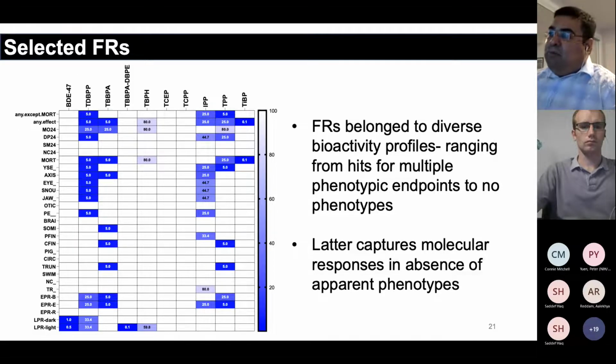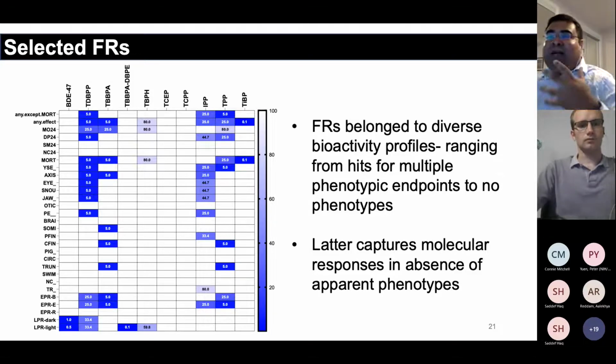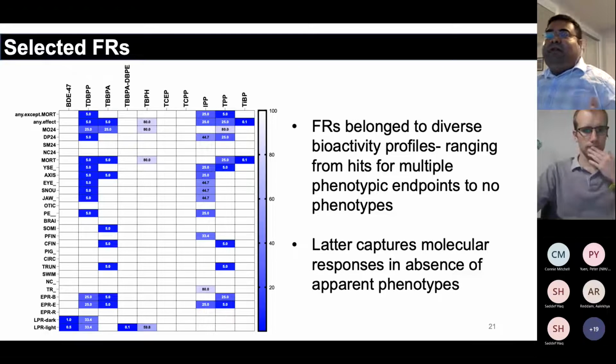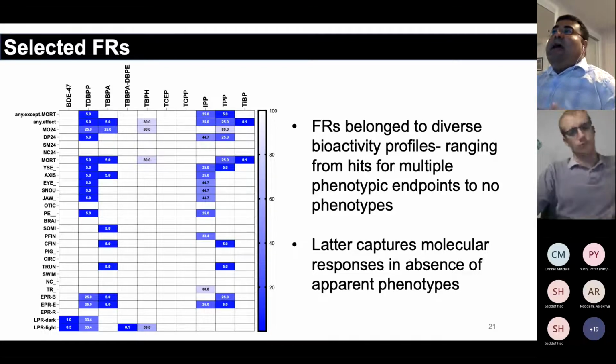Now, you might wonder why we chose these two chemicals if they weren't hits in our bioactivity profile. In addition to anchoring the molecular responses to the phenotypes, our intention was also to see if we could see any molecular responses in the absence of any apparent phenotype. So these are chemicals that might lead to toxicity later during the life stage, but we did not see any phenotypes at 5 days. We wanted to see if there are any molecular responses underlying the absence of any apparent phenotypes.